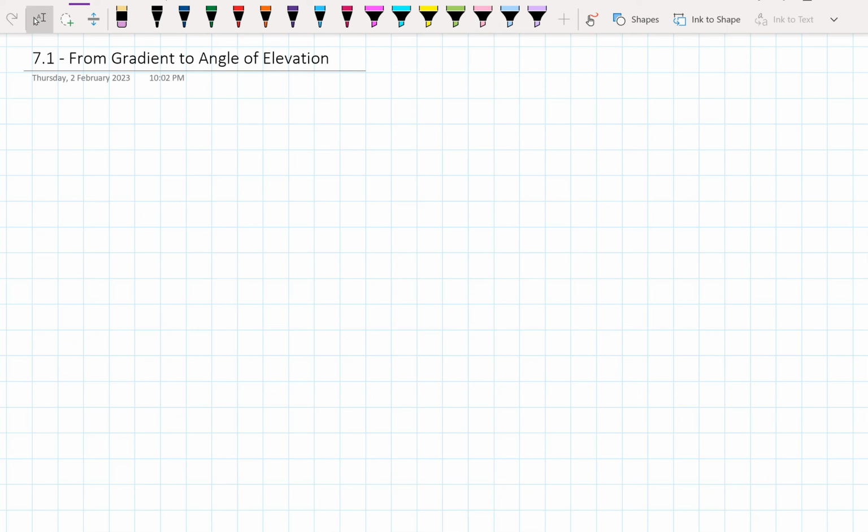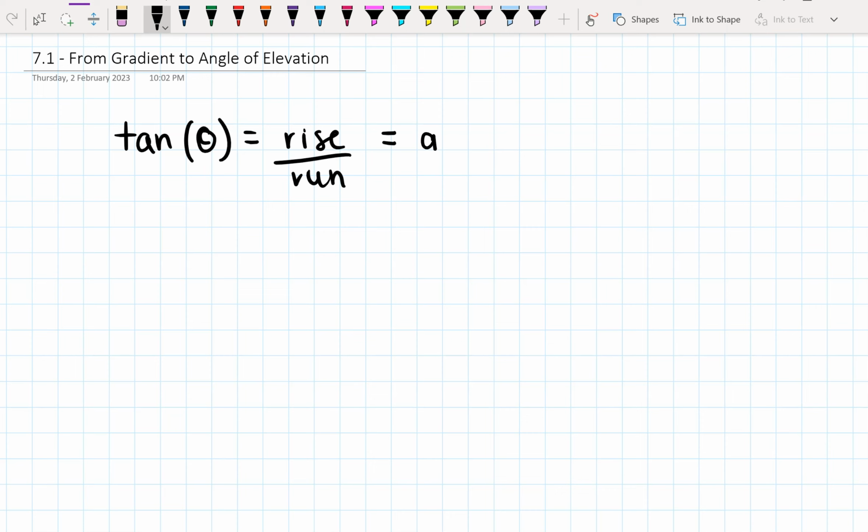Okay, welcome back. So what we're going to do now is look at what happens when you know the gradient, but you don't know the angle of elevation. How do we calculate that? What we have previously spoken about is that the tangent of an angle theta is equal to the rise over the run. Remember that rise over run is the gradient. So if you're given either both the rise and the run, or the gradient, or the grade, then you can calculate the angle. We're going to go through how to do that now.